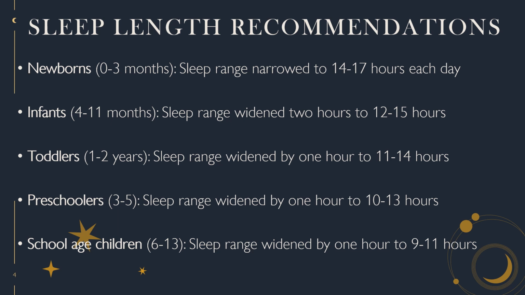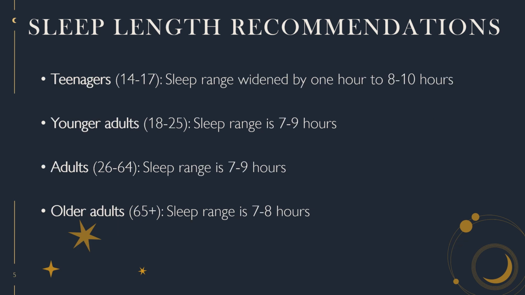And school-age children, ages 6 through 13, their sleep recommendation is 9 to 11 hours. The sleep range for teenagers ages 14 to 17 is 8 to 10 hours per night. For younger adults, ages 18 to 25, the sleep range recommendation is 7 to 9 hours. Adults, ages 26 to 64, the sleep range is 7 to 9 hours. Older adults, ages 65 and up, the sleep range is 7 to 8 hours.